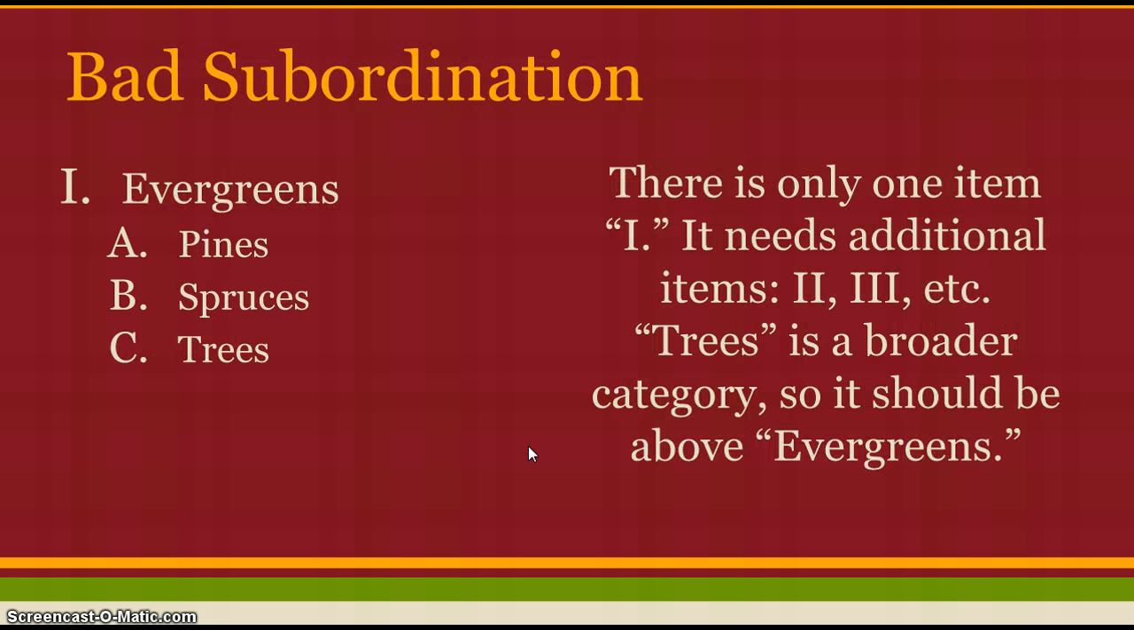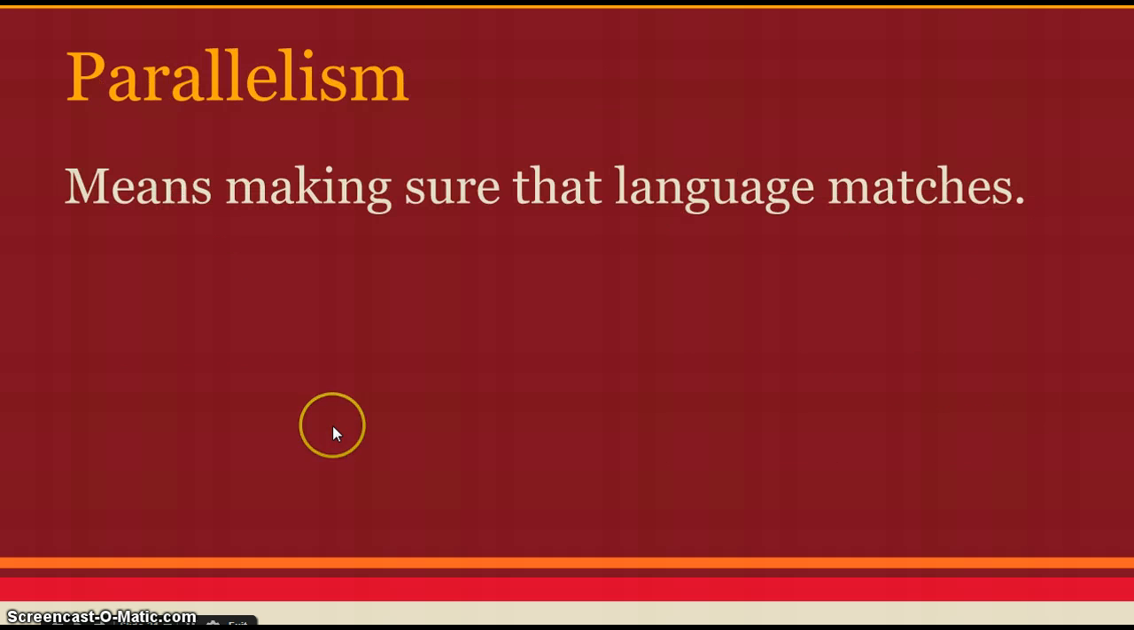Bad subordination. So take a look here. You've once again got the Roman numeral, and it says evergreens. And then we have A, pines, B, spruces, C, trees. For 1, there's only 1 item, and it's of course given the 1. You need to have additional items. If you're going to put a 1, you need a 2 and a 3, etc. Trees is a broader category, so it should be above evergreens. Trees would be more of a category and not a subordinating example.